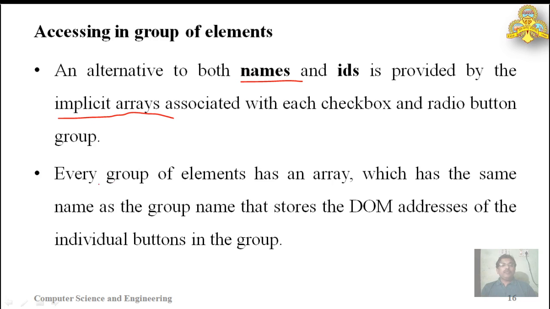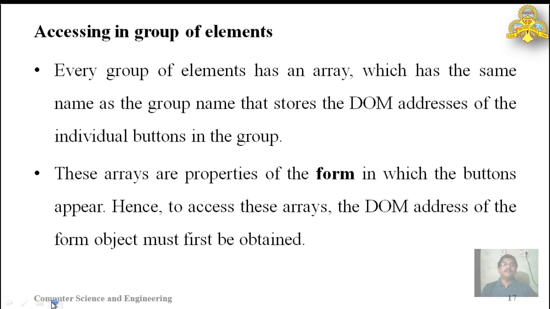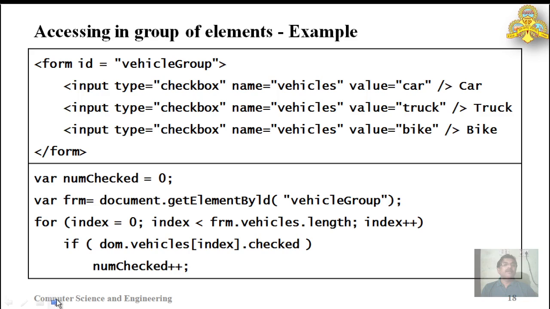Here every group of elements is an array which has the same name as the group name, which stores the DOM addresses of the individual buttons in the group. Now we'll go for the next slide. Okay, it is a repeated slide. Here is the example. I have given only a part of the XHTML code. This is the form. Observe that the form is used as a group here.